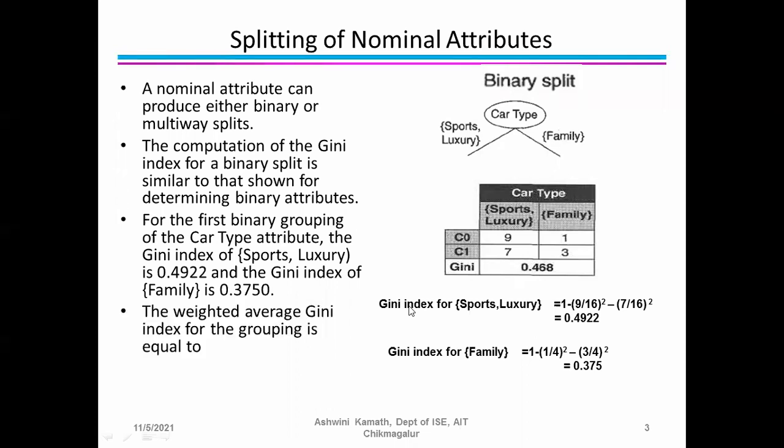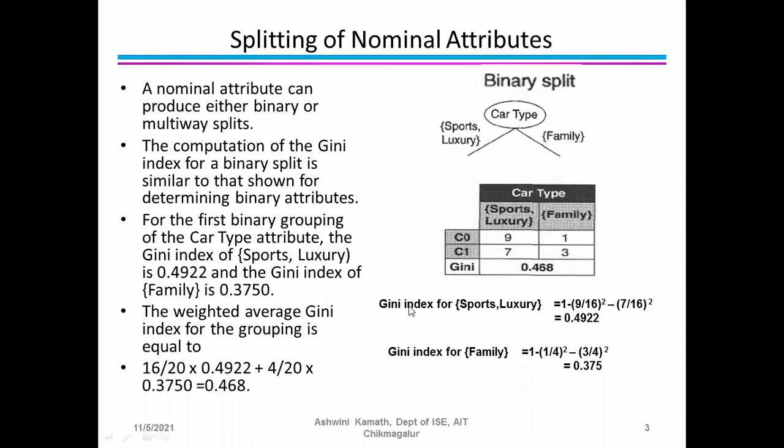Okay, the weighted average Gini index for the grouping is equal to 16 divided by 20 into 0.4922. You just add these values with the new fraction. What is that? 16 divided by 20: you add all these values for car type, that is 9 plus 7 plus 1 plus 3, so you'll get 20.